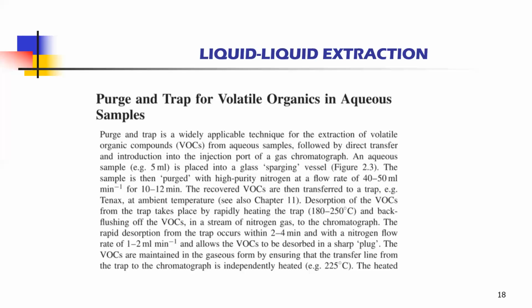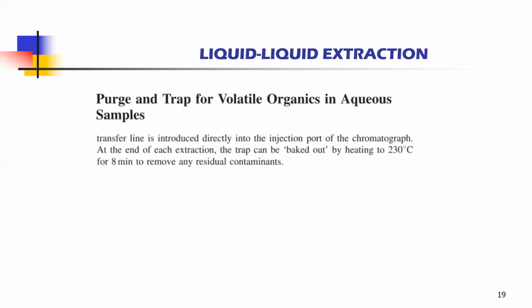So the desorption mode, we have seen that diagram. We have discussed this. The rapid desorption from the trap occurs within 2 to 4 minutes with a nitrogen flow rate of 1 to 2 ml per minute, and allows the volatile organic compounds to be desorbed in a sharp plug. The volatile organic compounds are maintained in the gaseous form by ensuring that the transfer line from the trap to the chromatograph is independently heated, for example up to 225 degrees centigrade. This ensures that all organic components are in the gaseous state. The heated transfer line is introduced directly into the injection port of the chromatograph.